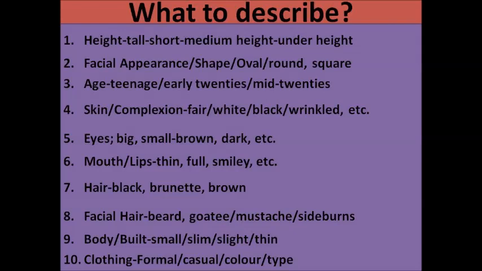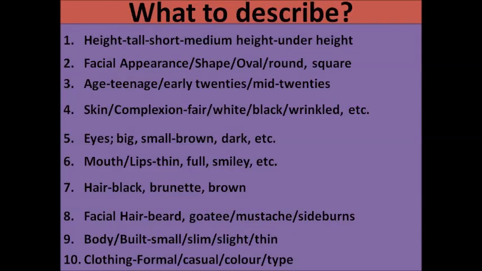Then we have to possibly talk about age also. Teenage, probably early 20s, mid 20s, late 20s. What is the age? That also helps the police to identify the criminal. Next, we need to talk about the skin or complexion of the person, whether fair complexion, white skin, black skin, or wrinkled skin. What type of skin does that criminal or that person have? We need to talk about that also.